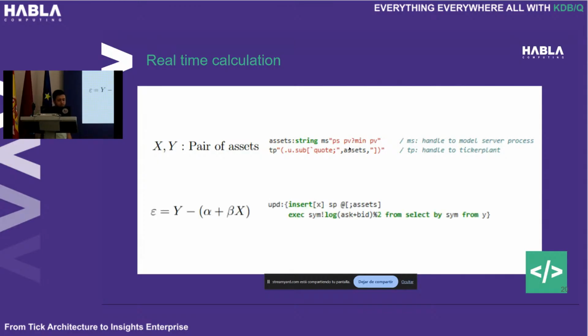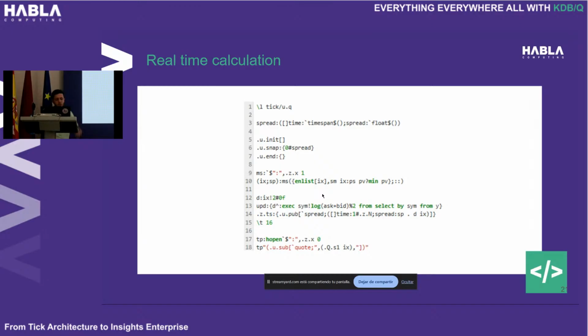And the other thing was to calculate the spreads. If you remember, the other time we declared upd as just insert. We were just inserting the data. In this case, I'm post-processing the data we're receiving a bit, and I'm calculating the spread using this function that I got from the model server. And finally, I'm inserting that data into a table. So that's it.